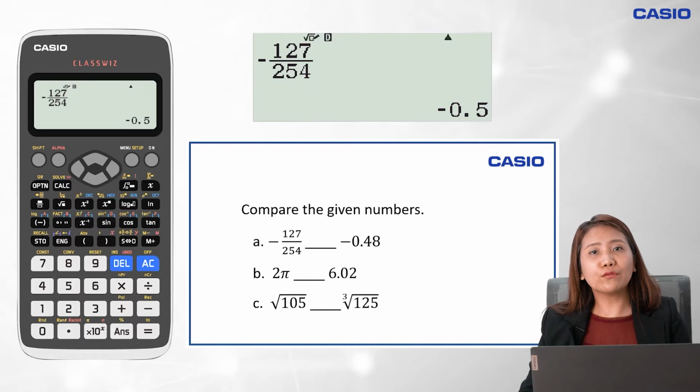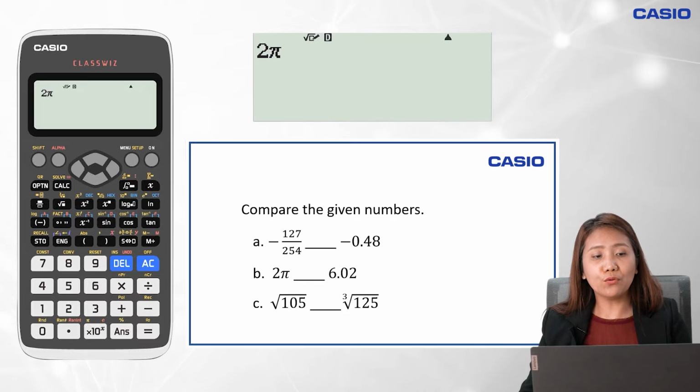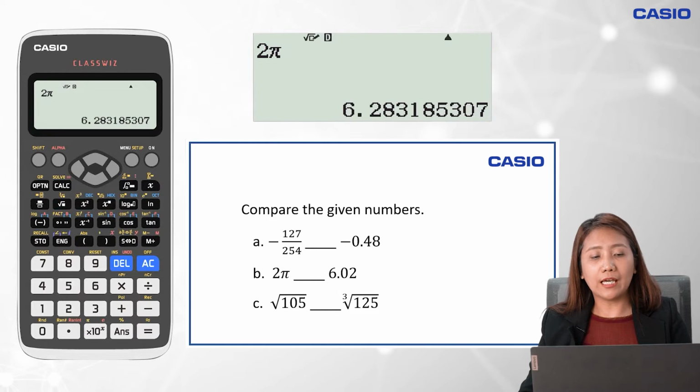This time, let's convert 2pi to decimal. We click 2, Shift, scientific notation so that pi will show, and we click on equal sign. To change the value to decimal, we click on SD, and the value is approximately 6.28. We have 6.2831 greater than 6.02. Thus, 2pi is greater than 6.02.